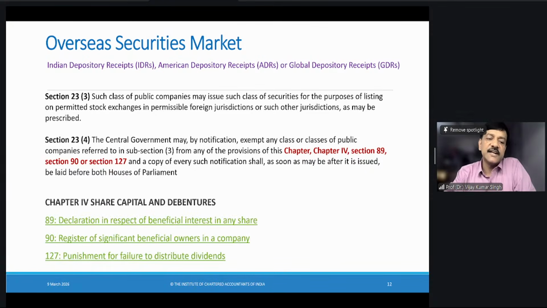Section 89 basically deals with declaration in respect of beneficial interest in any share. Section 90 talks about the register of significant beneficial owners in a company. And Section 127 talks about punishment for failure to distribute dividends. So these are the three sections which are talked about in addition to Chapter 4, which talks about share capital, and Chapter 3, which deals with prospectus and issuance of securities.